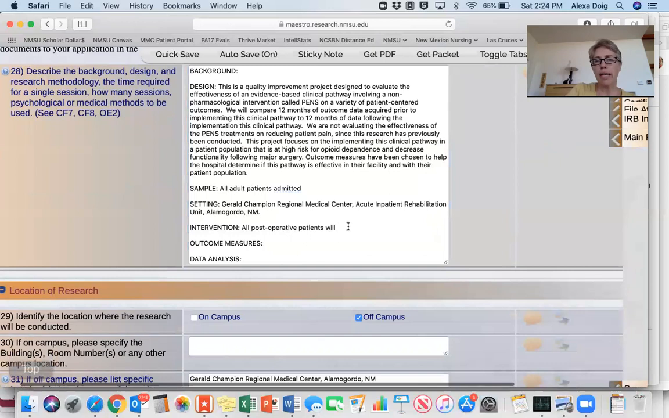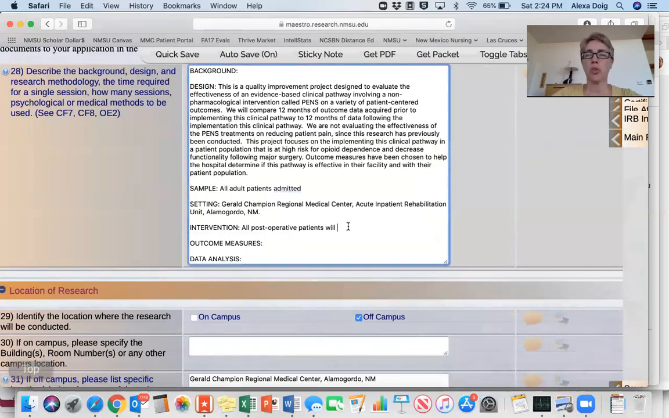Intervention. Again, I didn't quite finish this here, but I'm going to describe the clinical pathway in a little more detail. I'm going to describe the main intervention, the non-pharmacological intervention. You are being asked to describe outcome measures. Whether it is a survey instrument and a particular scale you're using, or electronic health record data that is going to help you determine rates of infection, readmission, things like that, length of stay, cost, those would all be your outcome measures.